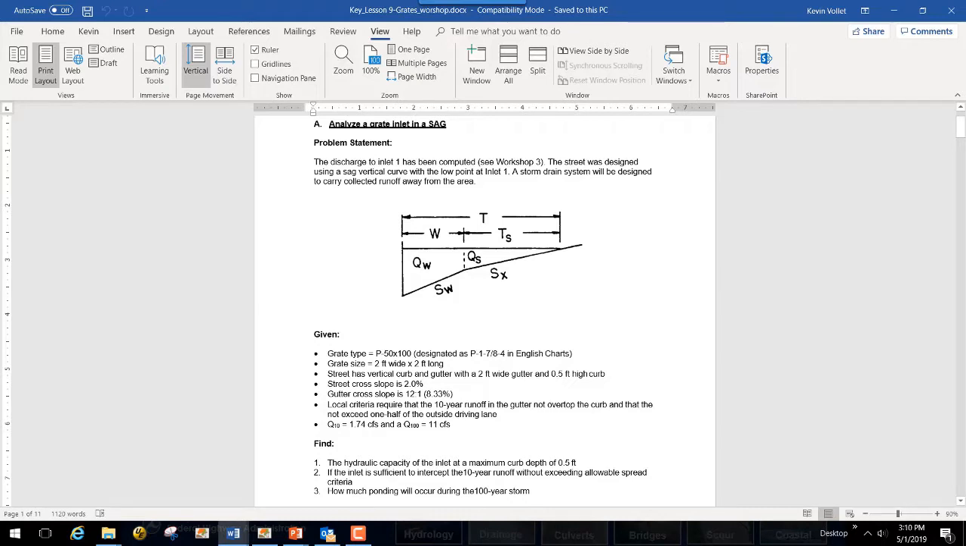So you are to find the hydraulic capacity of the inlet at the maximum curb depth of 1/2 foot. Then determine if the inlet is sufficient to intercept the 10-year runoff without exceeding the allowable spread. And then you'll look at how much ponding is going to occur with a 100-year storm. We gave you some equations you can use there, so go through it.